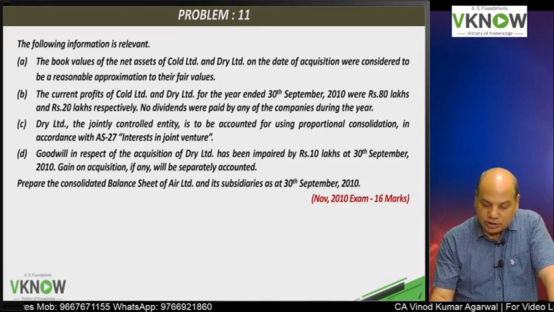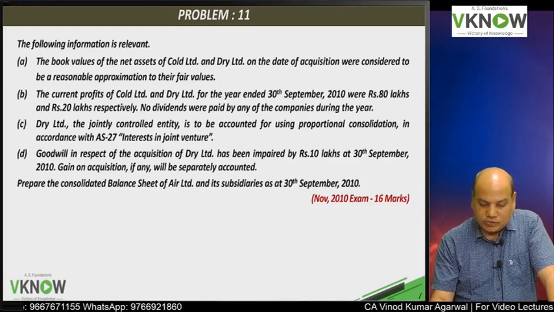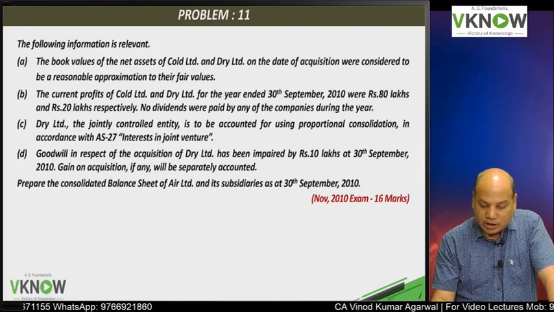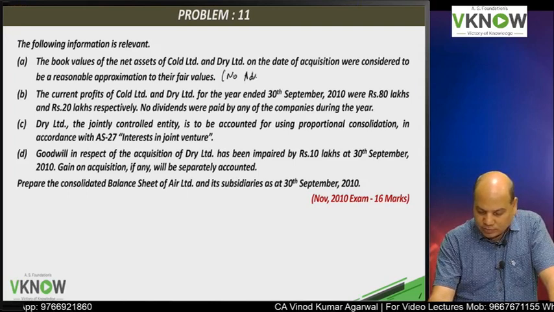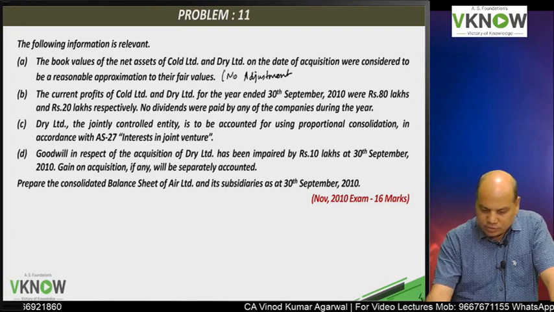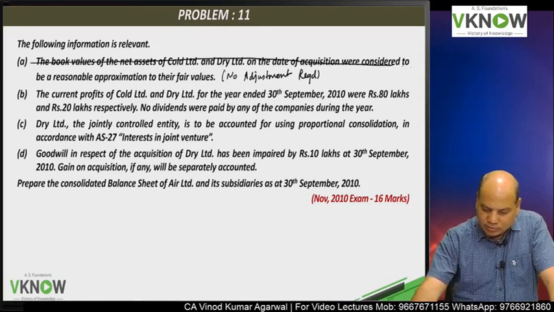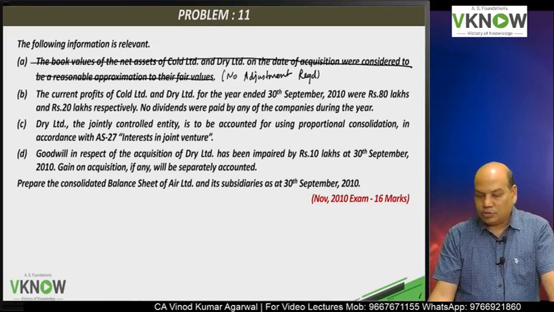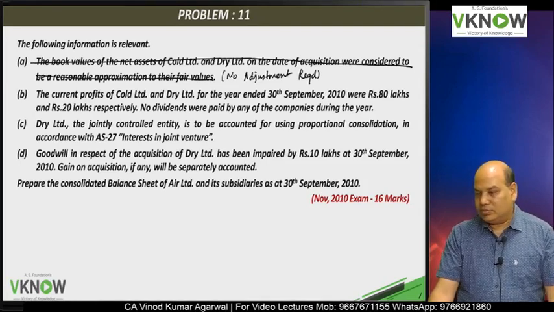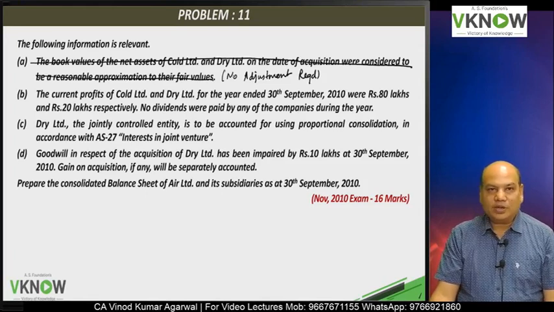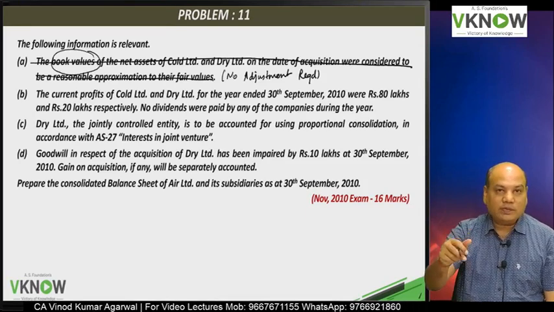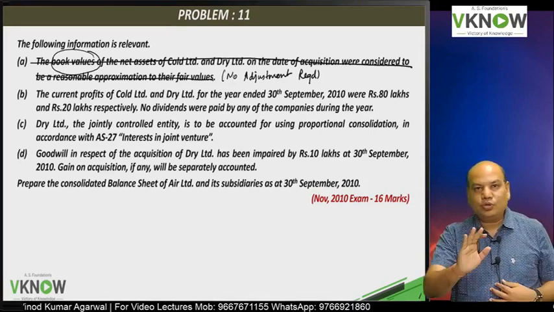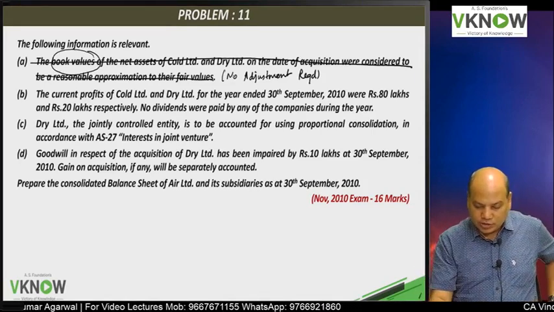The following information is relevant. The book value of the net asset of Dry and Cold Limited on the date of acquisition were considered to be a reasonable approximation to their fair value. So right here, no adjustment required. This is just given for information. No adjustment required. So point number A is given for time pass, it won't affect your answer. We in India compute goodwill or capital reserve on the basis of book value only, that is whatever is appearing in the balance sheet. We do not use fair value. So that line was irrelevant.